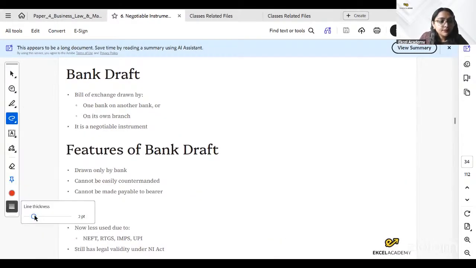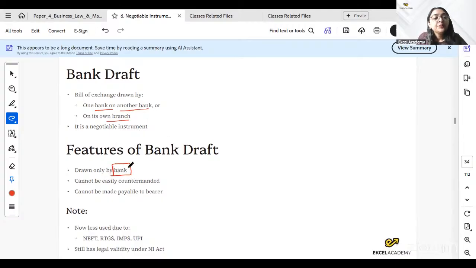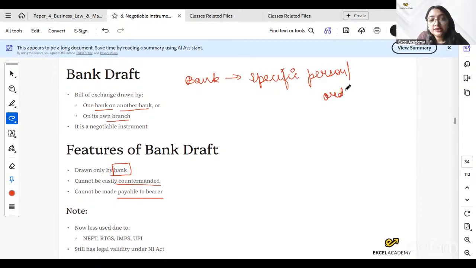Now, bank draft. It is a bill of exchange which is drawn by one bank on another bank or on its own branch, but it is a negotiable instrument itself. The features of a bank draft: it is drawn only by the bank, it cannot easily be countermanded, and it cannot be made payable to bearer. So basically, it is drawn by the bank on a specific person or order of a person. Why are we saying so? Because it is not payable to bearer.